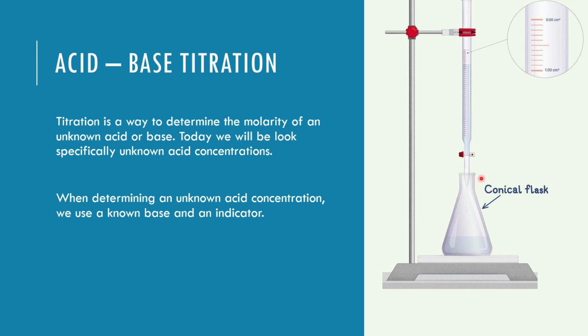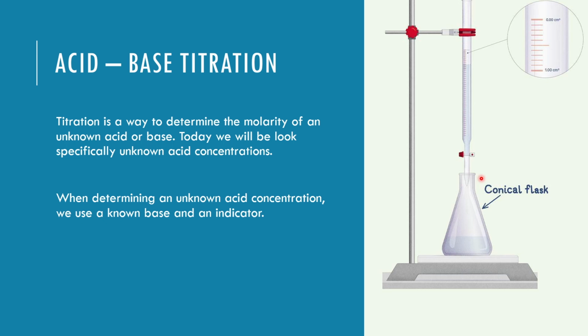Now titration is a way to determine the molarity of an unknown acid or base. For today, we're going to be mainly focusing on having an unknown acid, but it does work both ways. To simplify this with our examples, we're always going to be talking about it in terms of an unknown acid concentration. When we're determining an unknown acid concentration, we're going to use a known base, which means we need to know the concentration of the base, what the base is, and the volume of base that we end up using. And secondly, we'll need an indicator.